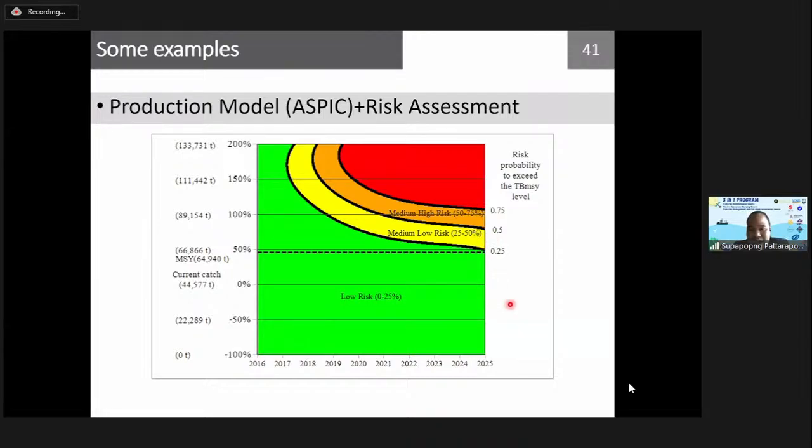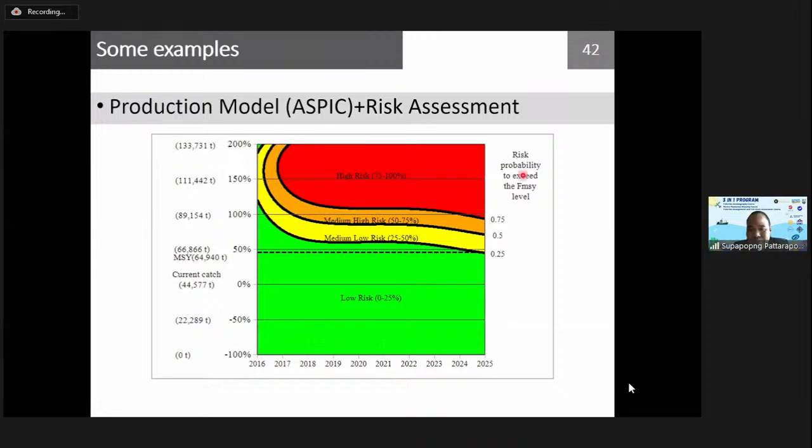And another is from the fishing mortality point of view. The current catch is still in very good condition until around year 2024, when it will start to reach a medium low risk for overfishing. So far, this ray is still in a very safe situation, and we should prepare some management measures for the future, when it will reach some risk of overfishing.